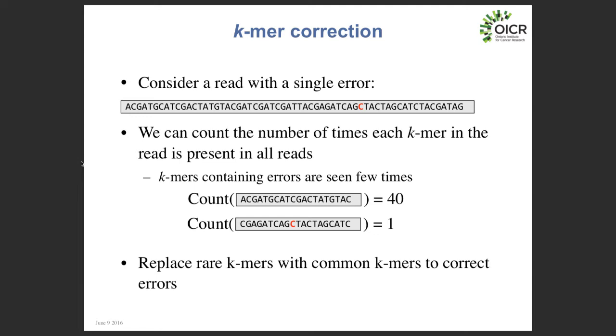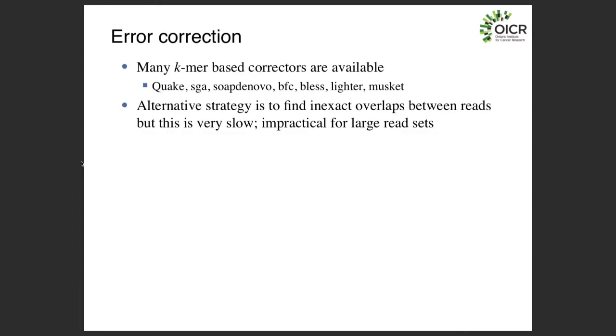Right, so once we've identified our k-mers that contain sequencing errors, we just start flipping the bases to see if one of the changes turns it into a k-mer that's seen 40 or 50 times. If it has, we change that and output a new set of reads with our corrected sequences. So there's a lot of software that will do this. One of the first k-mer-based error correctors was called Quake. Others, one that I wrote in the assembler SGA, SOAPdenovo has one, then BFC, Bless, Lighter, Musket, and probably many others since I made these slides.